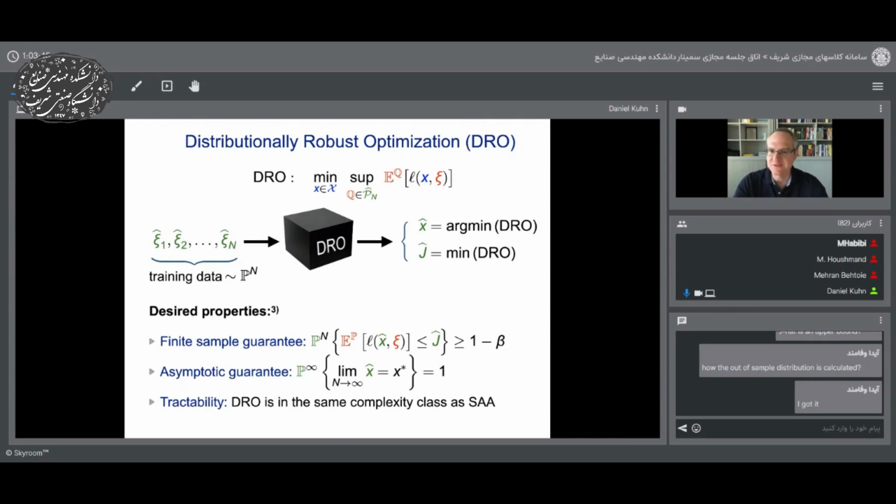Like in the case of the 30 samples for the portfolio problem, this was clearly not enough because there was a huge discrepancy between in-sample performance, what you believe you will get, and out-of-sample performance, what you will actually get if you use that method. And how could we improve the performance? The only way to improve it is to increase the number of samples.